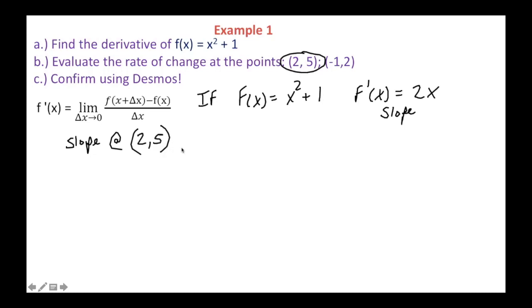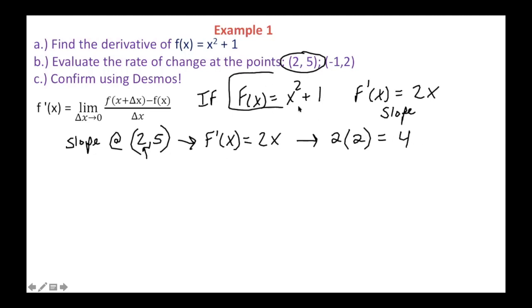Well, what I'll do is I'm going to plug that point into my derivative, f prime of x equals 2x. So since this equation is in terms of x, I have to plug in the x value here, which is the 2. So I have 2 times 2, which is 4. So the original function, x squared plus 1, should have a slope of 4, or 4 is the slope at the point 2 comma 5.